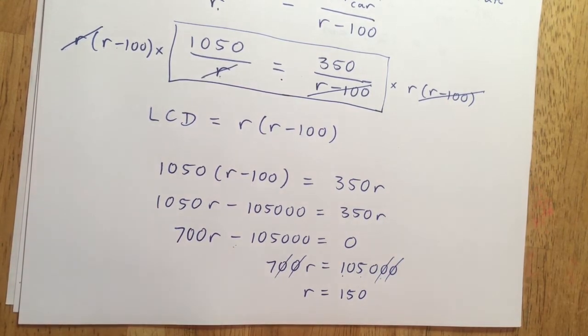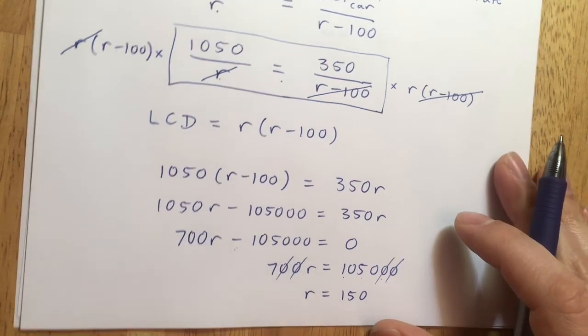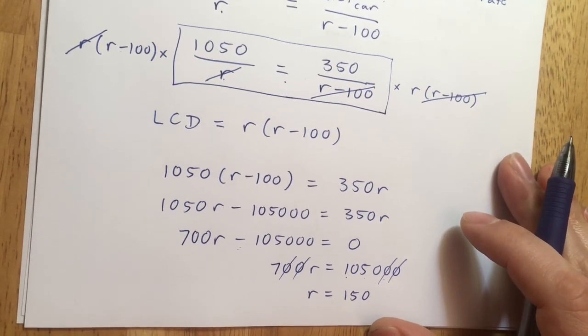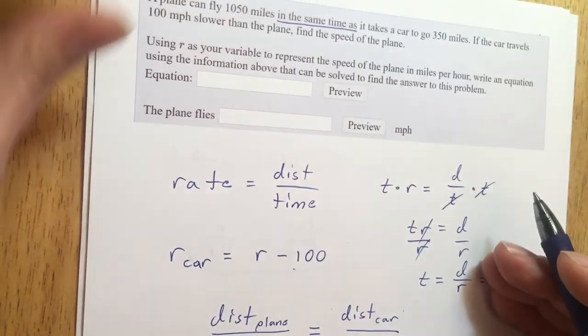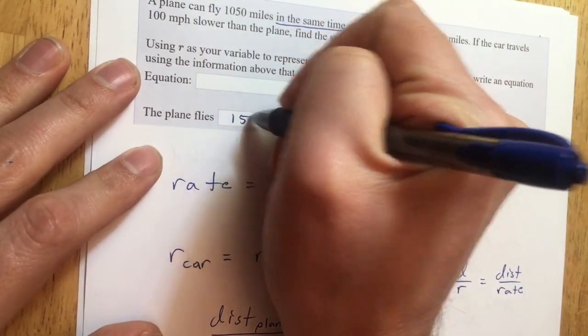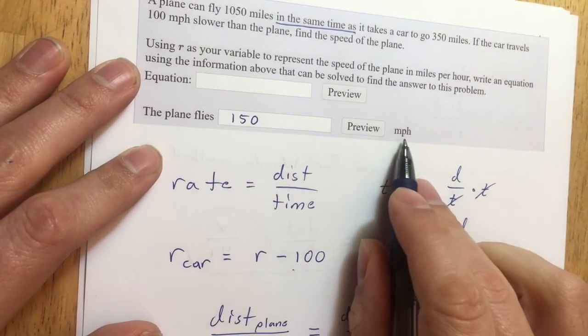So that is r. Now what does r represent? We were told that it represented the rate of the plane. So this is the rate at which the plane travels, and so that is our answer: 150 miles per hour.